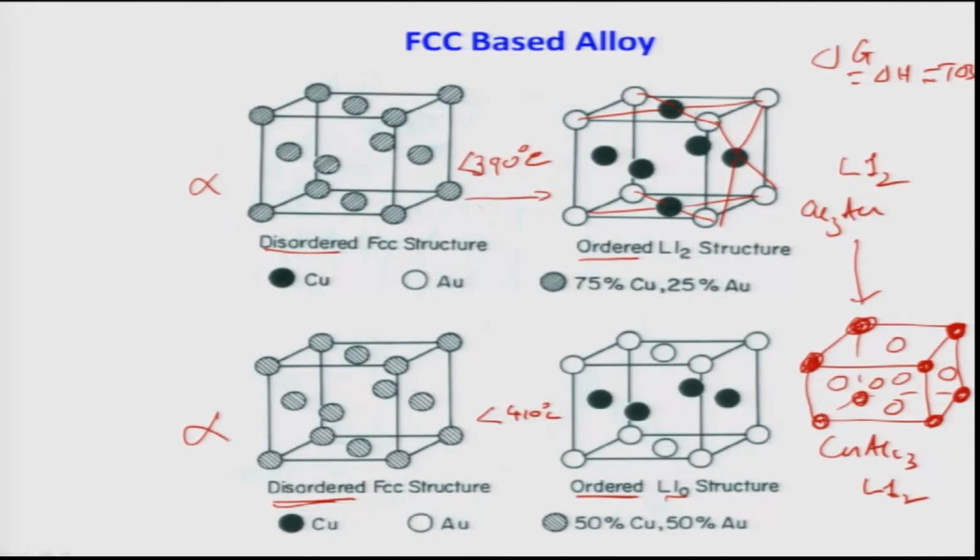That is the main reason for stabilization of these structures at lower temperatures. So thermodynamically, these ordered structures are preferred at lower temperature because the bonds between these dissimilar atoms are preferred more than between similar atoms. That is the main reason for stabilization of the ordered structures.